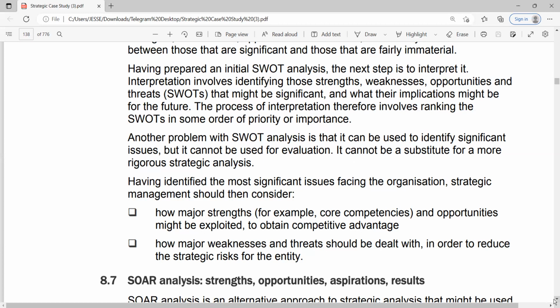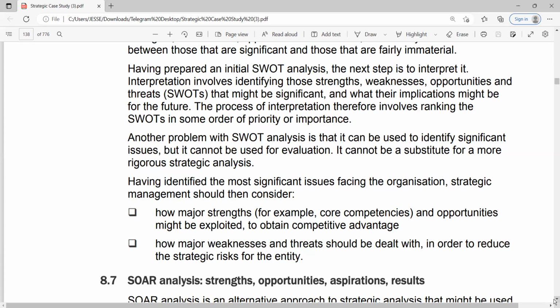Another problem with SWOT analysis is that it can be used to identify significant issues, but it cannot be used for evaluation. It cannot be a substitute for a more rigorous strategic analysis. So since these are issues, strategic management should then consider how major strengths and opportunities might be exploited, right? So after you get the information from your SWOT analysis, then what's next? Strengths and opportunities must be exploited to obtain competitive advantage. Weaknesses and threats should be dealt with in order to reduce the risks to the entity.